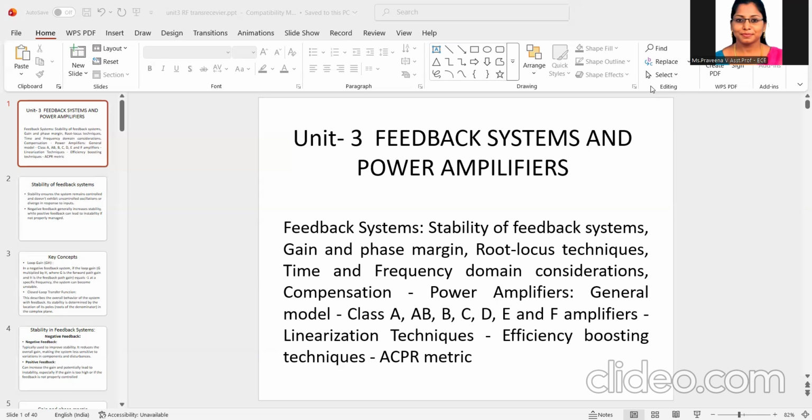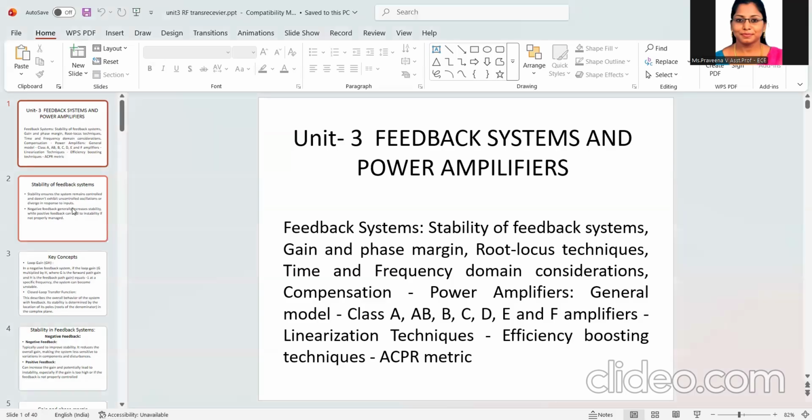Overall, this unit will cover the principles of feedback control, amplifier design, stability analysis, linearization methods, and performance metrics, which are essential for modern RF and wireless communication systems.